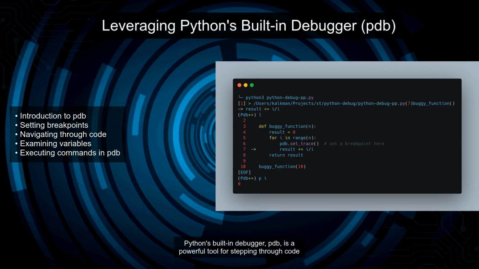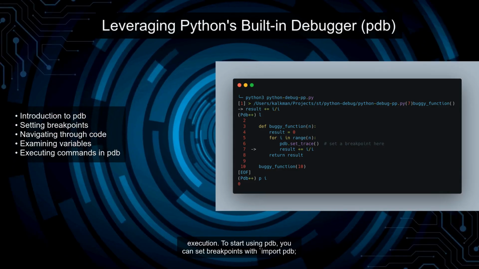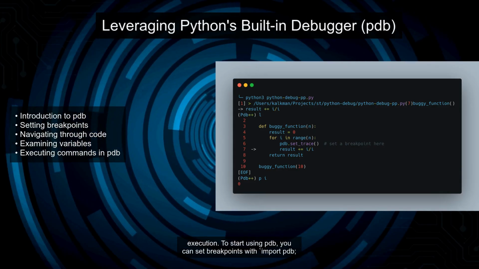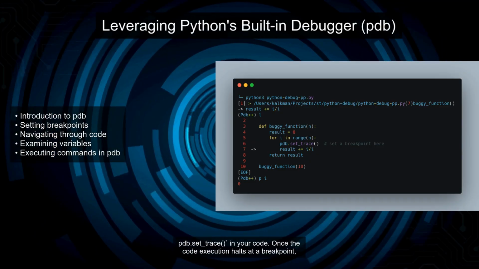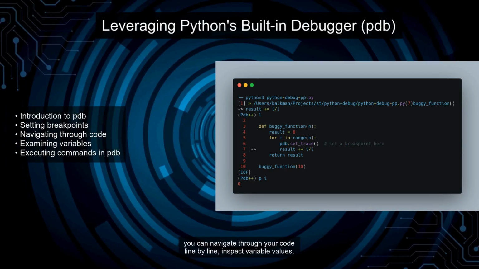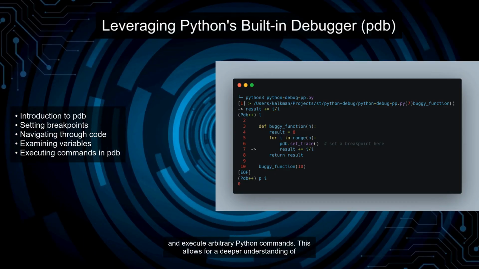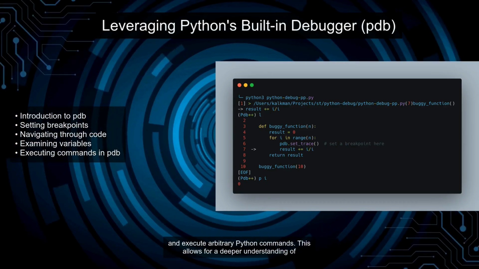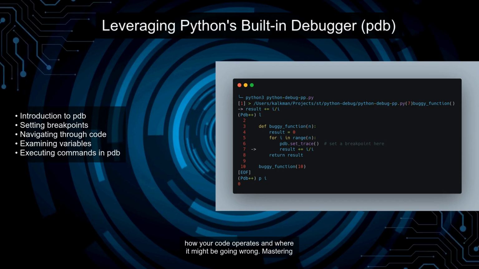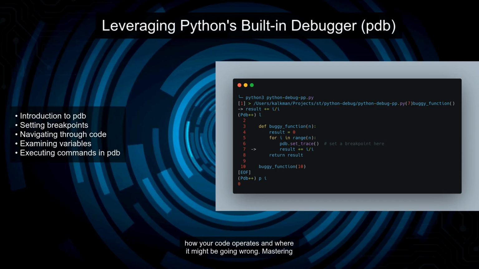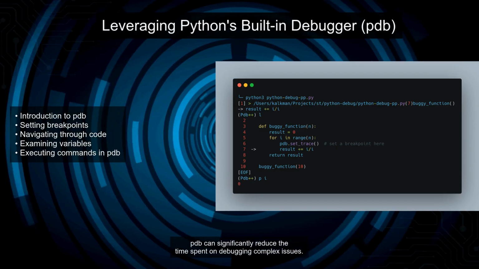Python's built-in debugger, PDB, is a powerful tool for stepping through code execution. To start using PDB, you can set breakpoints with import pdb, pdb.set_trace() in your code. Once the code execution halts at a breakpoint, you can navigate through your code line by line, inspect variable values, and execute arbitrary Python commands. This allows for a deeper understanding of how your code operates and where it might be going wrong. Mastering PDB can significantly reduce the time spent on debugging complex issues.